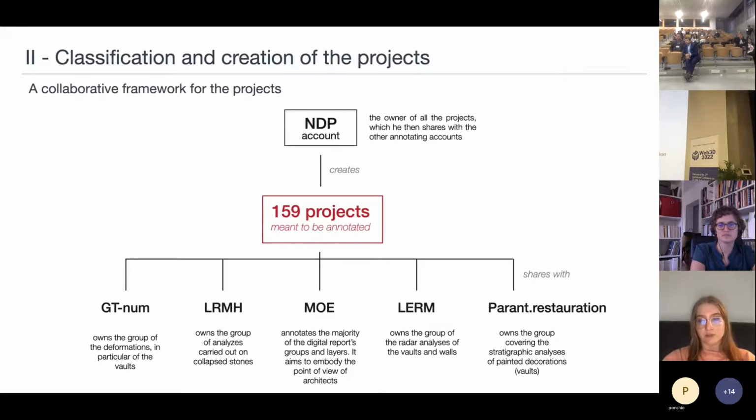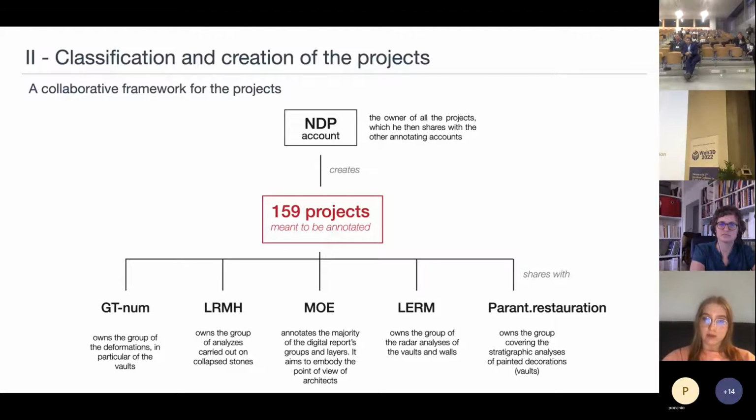Finally, this work of annotation that would soon follow was made in a collaborative framework, in the sense that one account, NDP for Notre-Dame de Paris, was the owner of all the projects, the one who created all these projects in the platform, but could then share every one of these projects with different users that represented the different groups that created the reports that were then annotated in the platform.